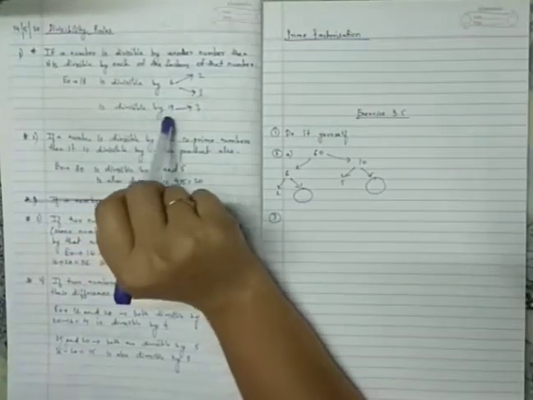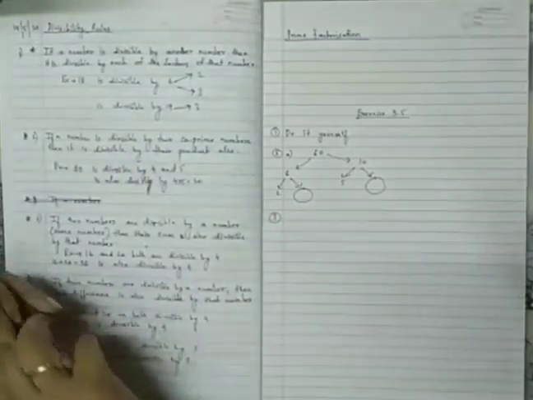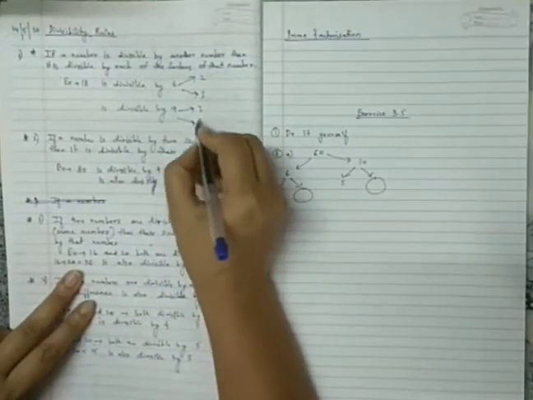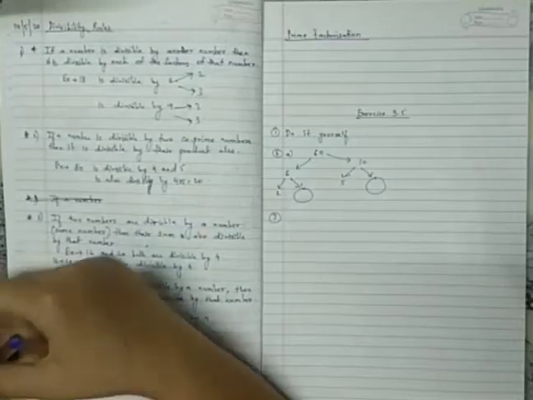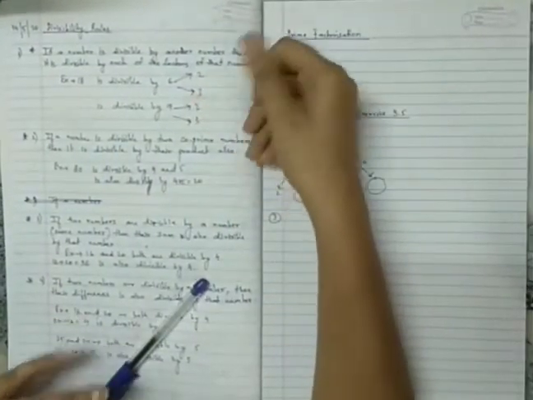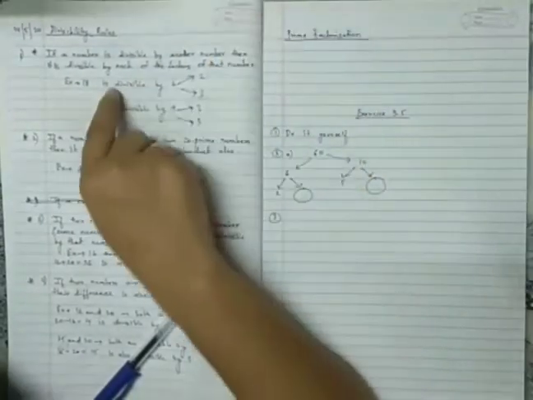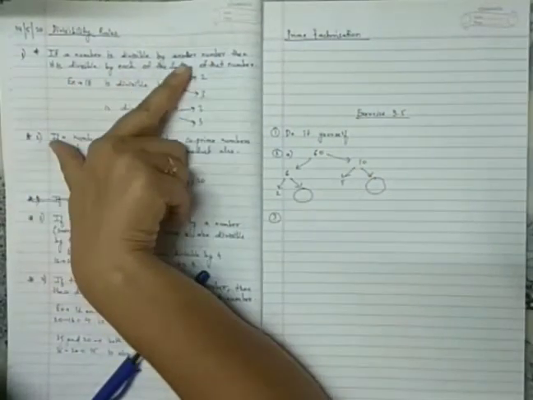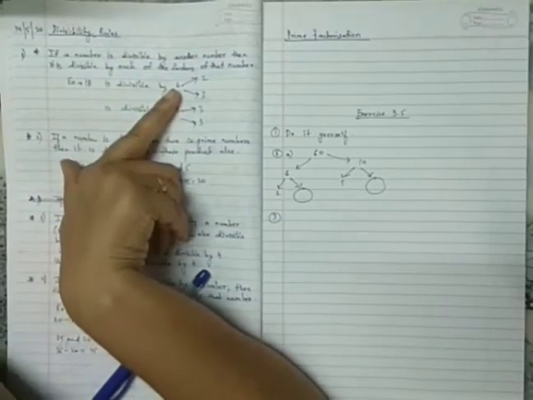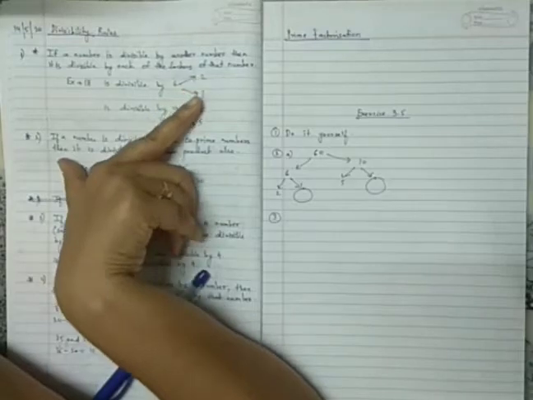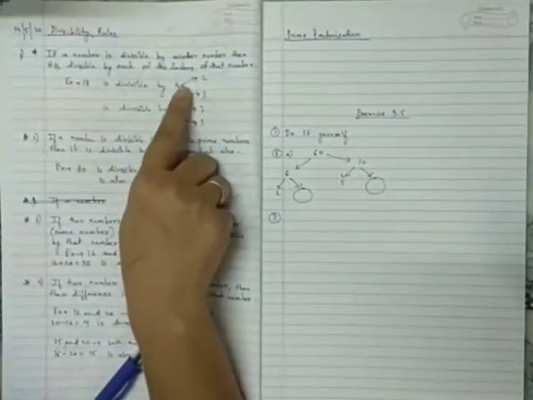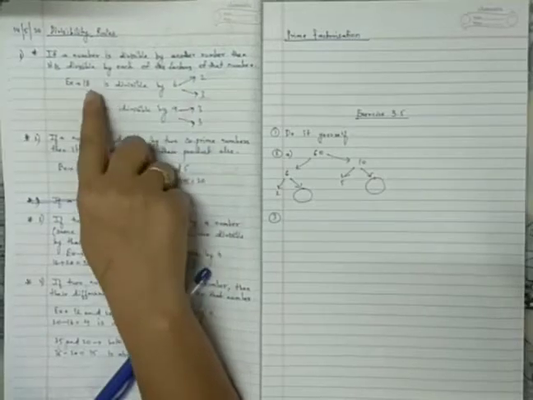Also, 18 is divisible by 9. So it will be divisible by the factors of 9, which are 3 into 3. So it is divisible by 3 also. Already we got 3 here and here also. So it means if a number is divisible by another number, here I have written 18 is divisible by 3, then it is divisible by each factor of the number.